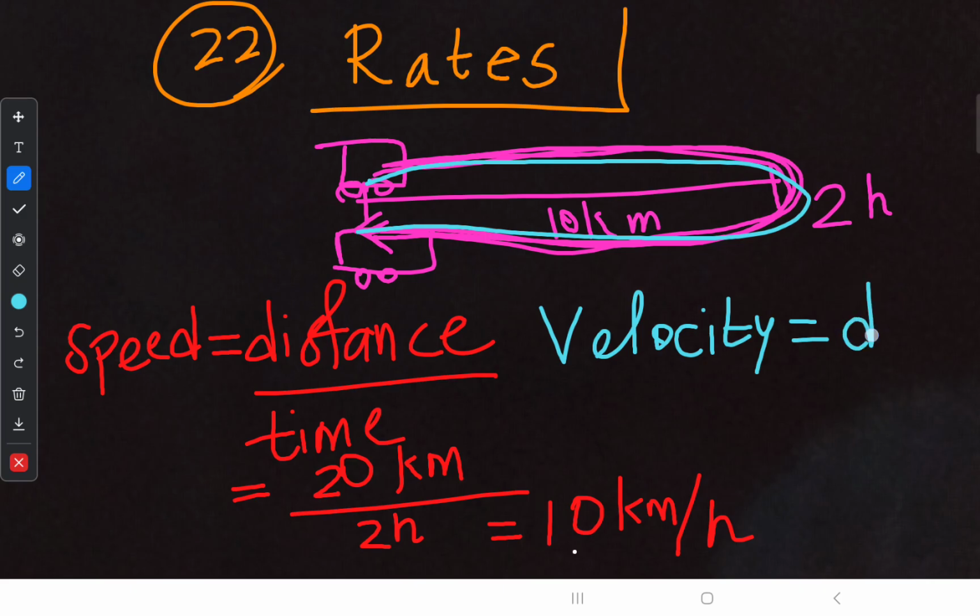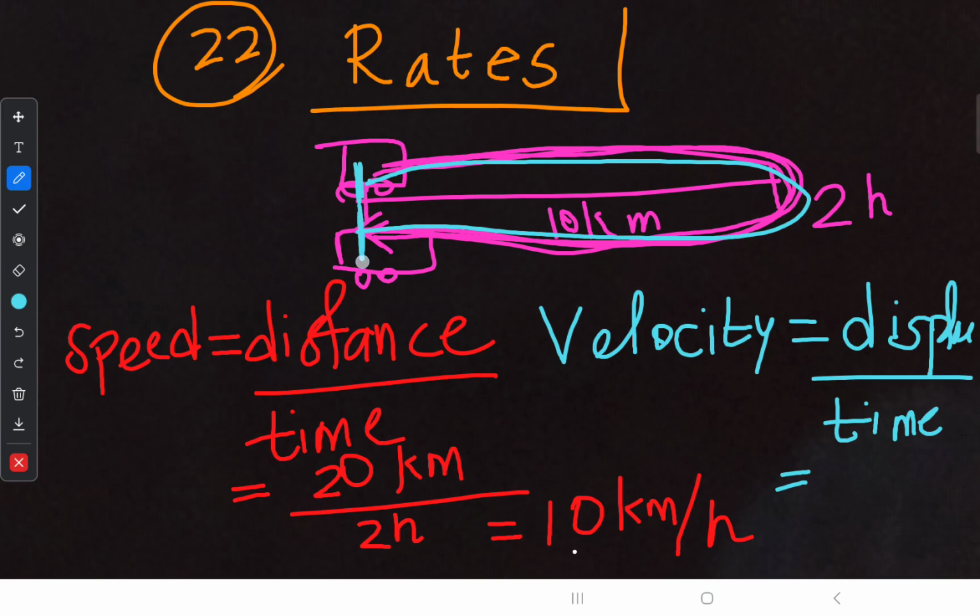To consider our velocity here, in the numerator, displacement upon time. What is the displacement of this vehicle? Displacement is how much distance it was separated from the initial position. This is starting here and ending here. There is no displacement, so displacement is 0. So for this particular travel, the velocity is considered as 0 kilometers per hour.